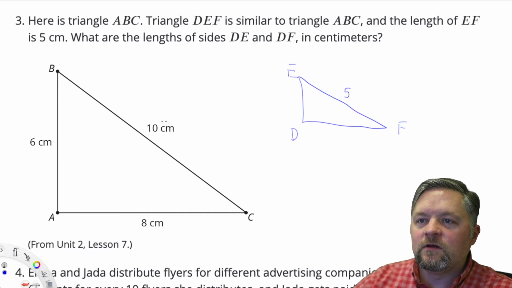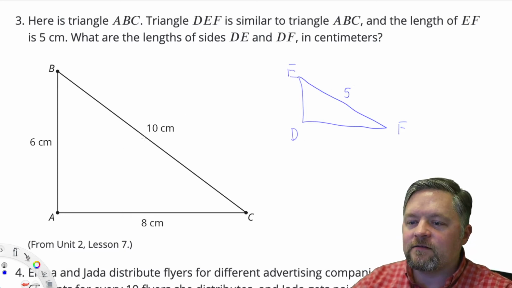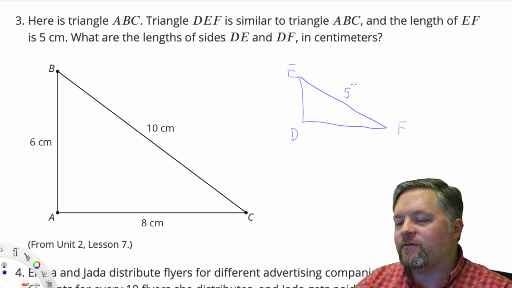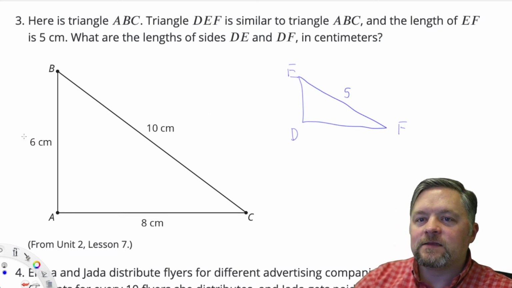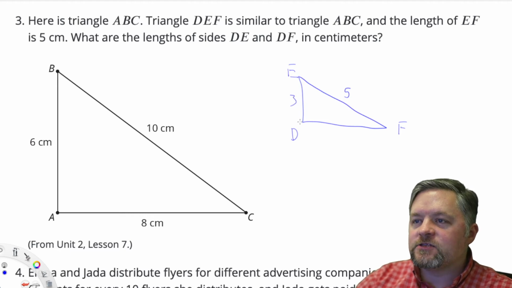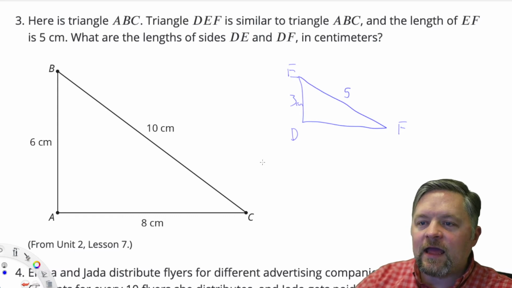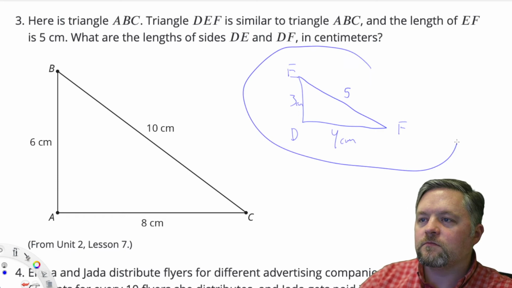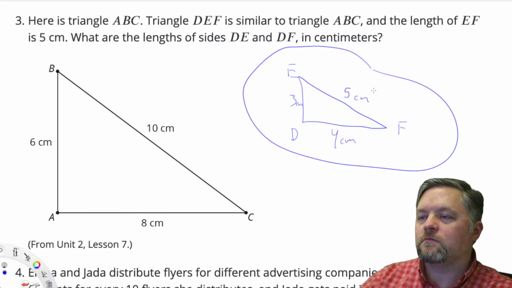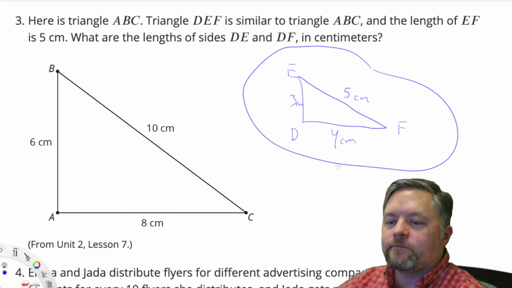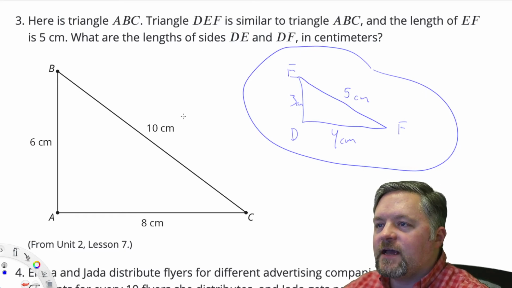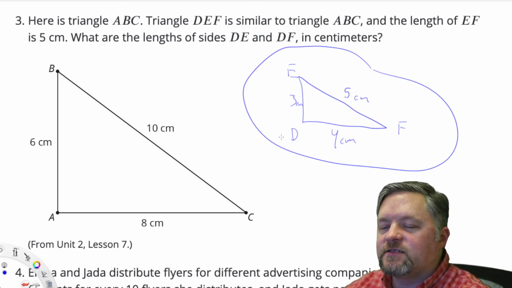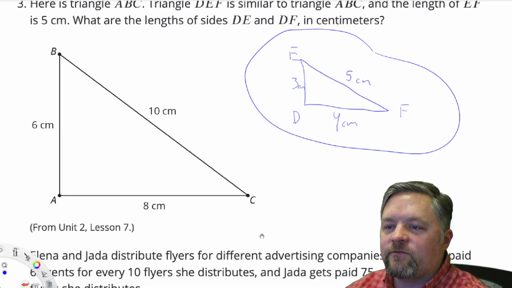Ooh, 5 times a half, or 10. 10 times a half is 5. 6 times a half is 3. And 8 times a half is 4. Because they're similar, so there has to be a consistent scale factor, and the scale factor from 10 to 5 is 1/2.